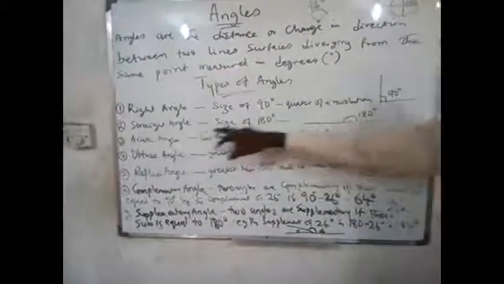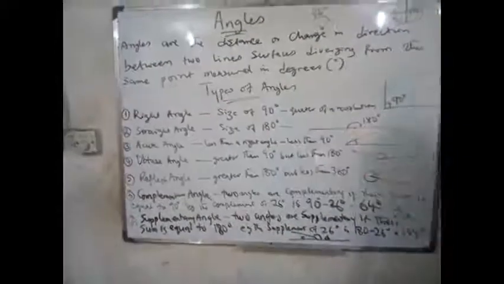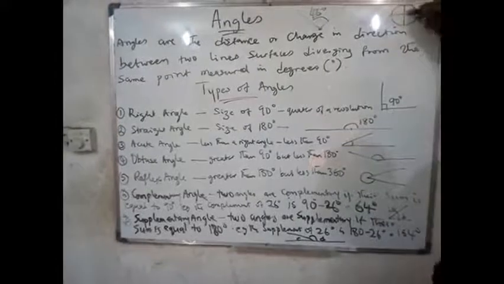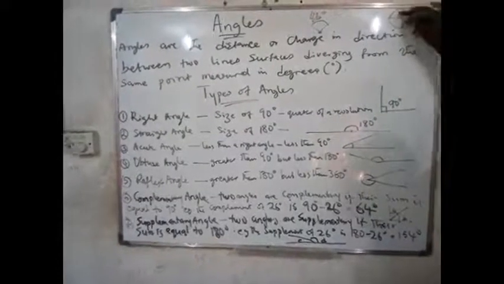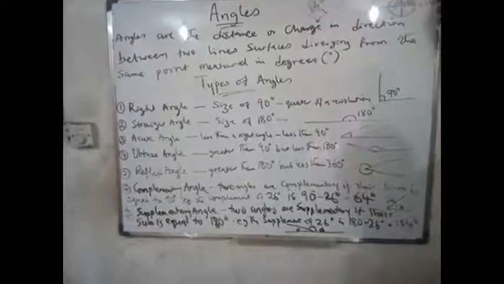Straight angle is the angle that has the size of 180. Can you see that? This is straight. 90 plus 90, making it 180.